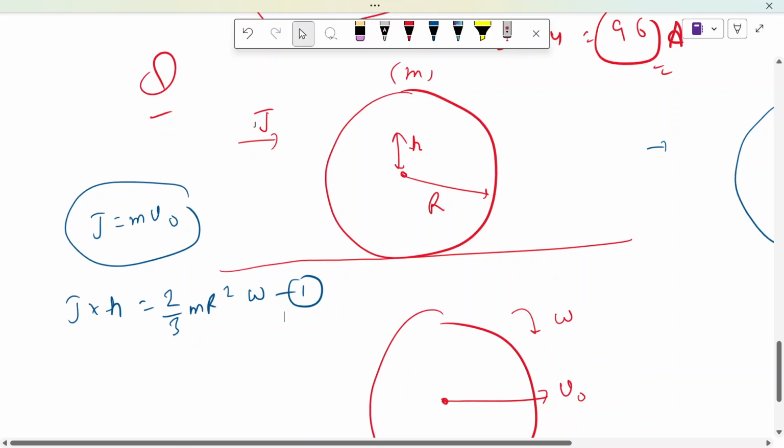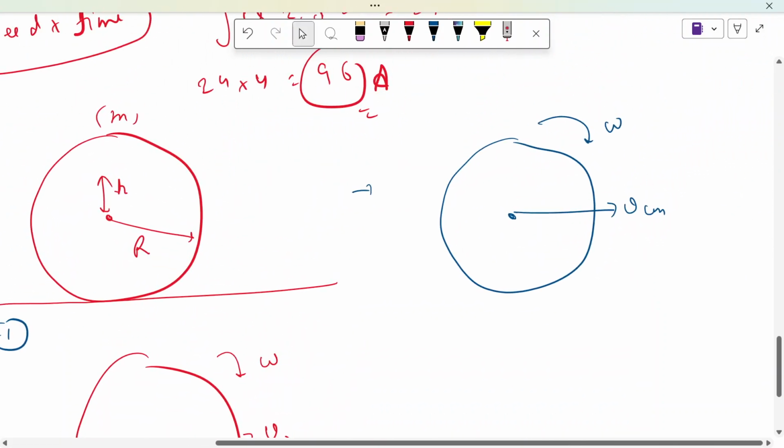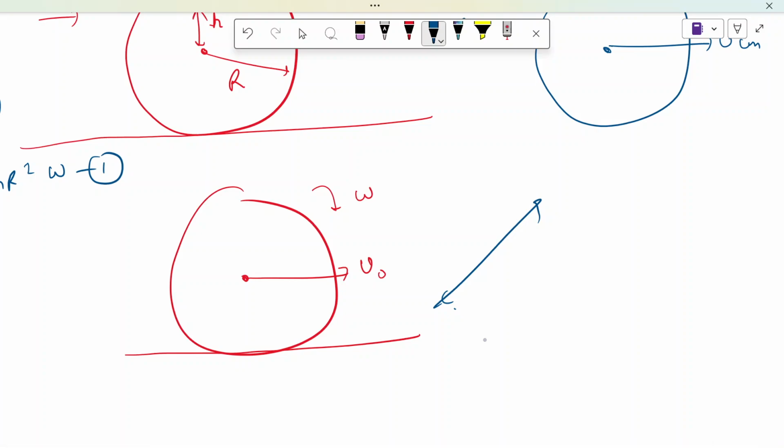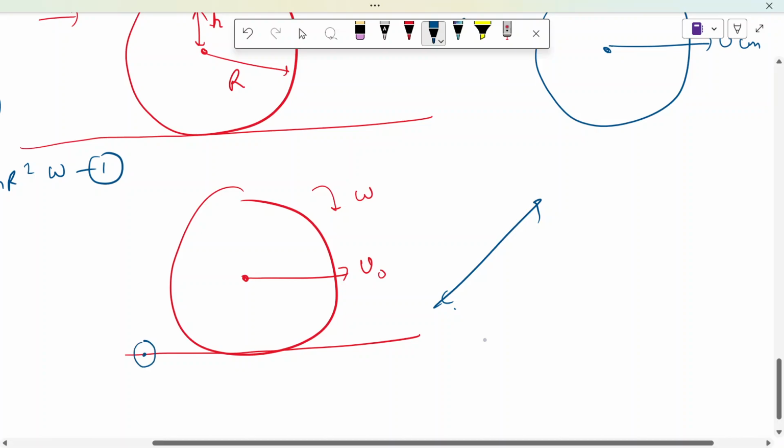Okay. So now what we can write is, from this to this, we can conserve angular momentum because the only force experienced on the particle is the frictional force, and that torque is zero if we take axis on that point lying on the ground itself.